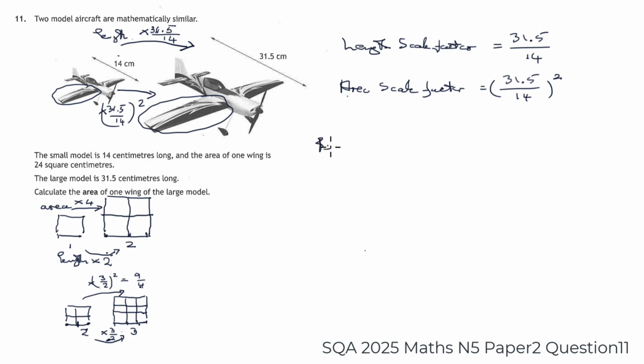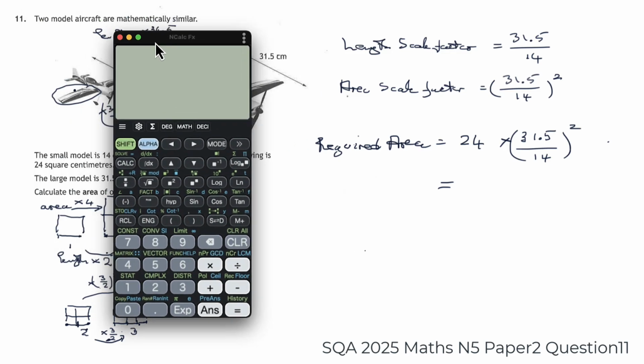So the required area, the large wing area in the larger model, will be got from the area of the small model, which we know is 24. So the required area will be 24 times whatever this comes to, 31.5 over 14 squared. So there's the calculation. We'll need to bring on the calculator for that.